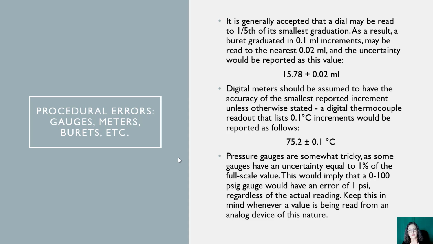A digital meter, probably you should assume that it's the smallest increment reported. So if the thermocouple readout says 0.1 degrees C, then 75.2 plus or minus 0.1 degrees C would be the correct way to read that.